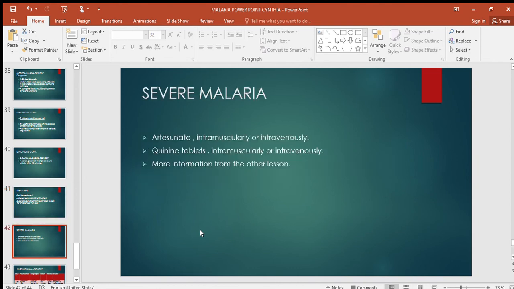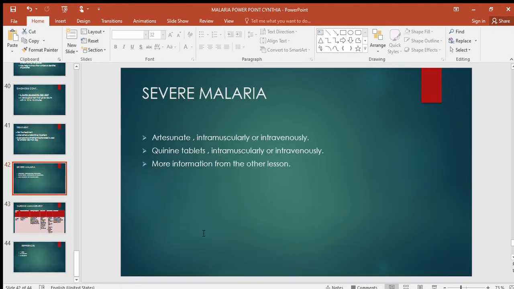So when it comes to the second line, which is severe malaria, we are currently using artesunate for the management of severe malaria. It can be administered intravenously or intramuscularly. Then if it's not available, we can use quinine, which can be given intramuscularly or intravenously or orally. So I have prepared a separate lesson on the treatment of malaria. You should be able to see it very soon.